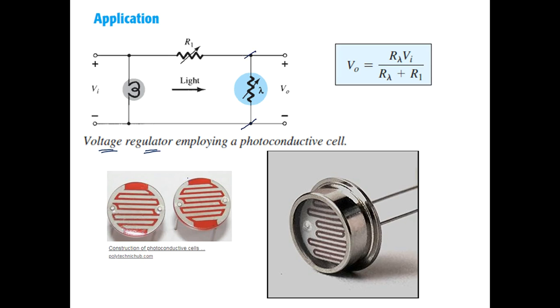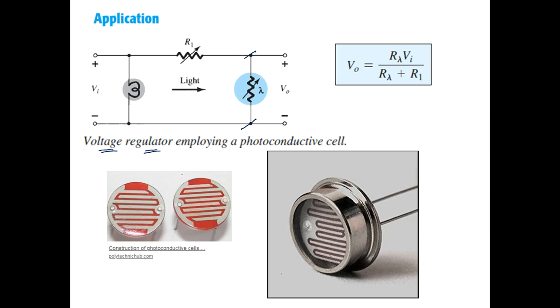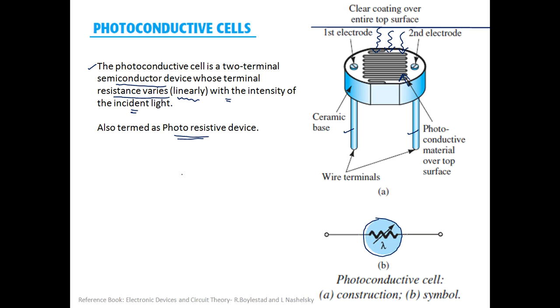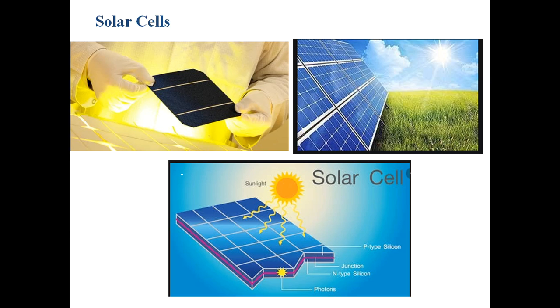All right, I think we'll stop here. Just to summarize, we looked at three very simple devices today. The first one was the IR emitter, the second one was a photodiode, and the third one is a photoconductive cell. In the next class we will be discussing solar cells.